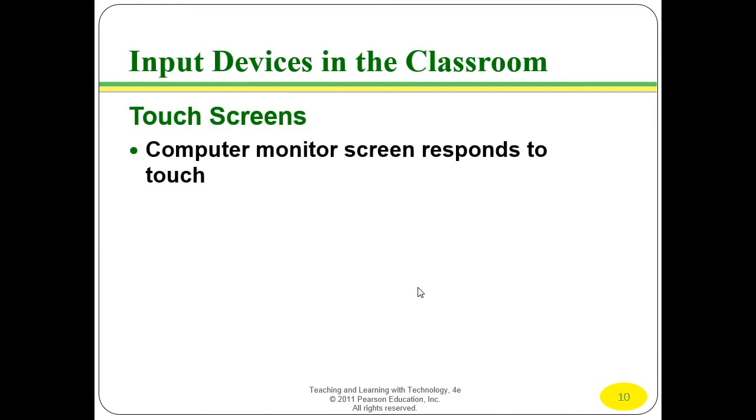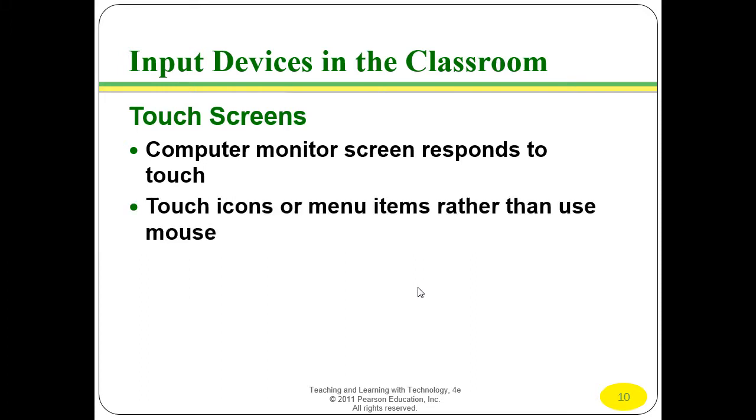Now, another type of output device that is gaining a whole lot of popularity now are touch screens. It's a computer monitor that responds to touch. I have one at work, and it takes a little getting used to, but if you've used any kind of smartphone, it won't take you very long to get used to that. You just touch your icons or menu items, and rather than use the mouse, so you don't need a mouse here. You just use your fingers.